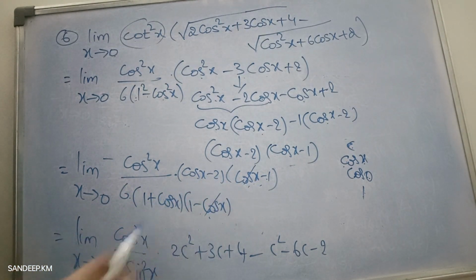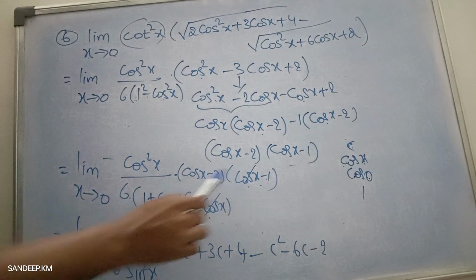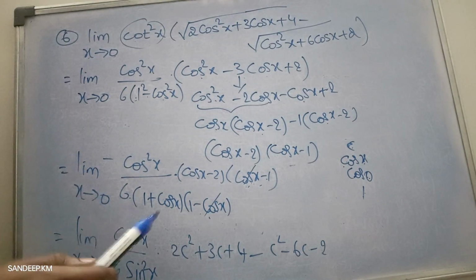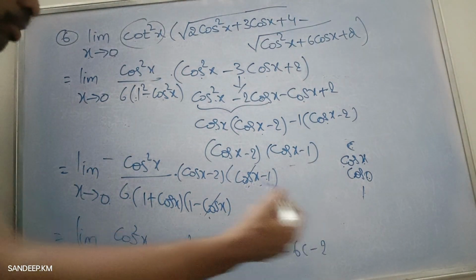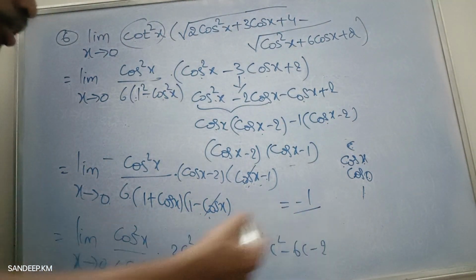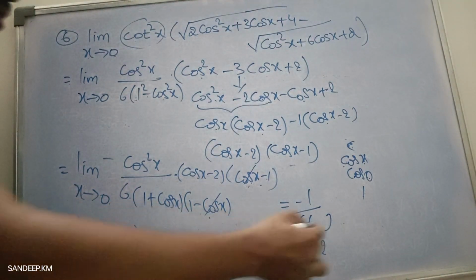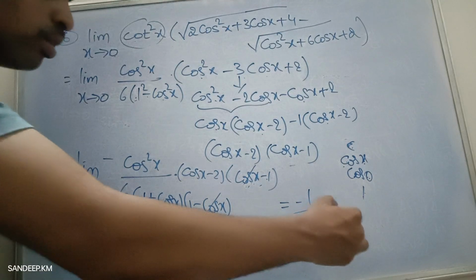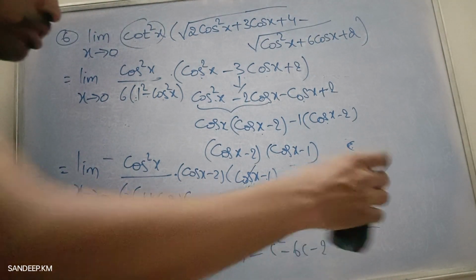They will get cancelled. Now, dear students, you can happily substitute x as 0 because the factor responsible for 0 in the numerator and denominator got cancelled. Now you can happily substitute x as 0, you will get your answer. So what is our answer? Minus cos 0 is 1, cos square 0 is also 1 by 6 into 1 plus cos 0 is 1, 1 plus 1 will be 2. The final answer is minus 1 by 12. This is our final answer, dear students.